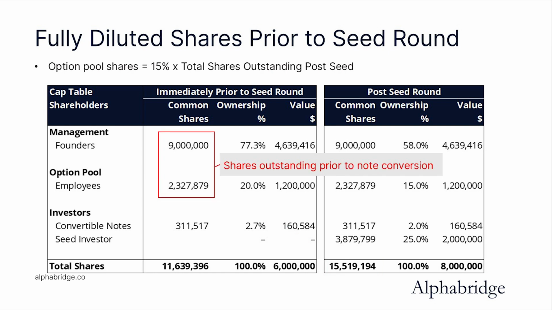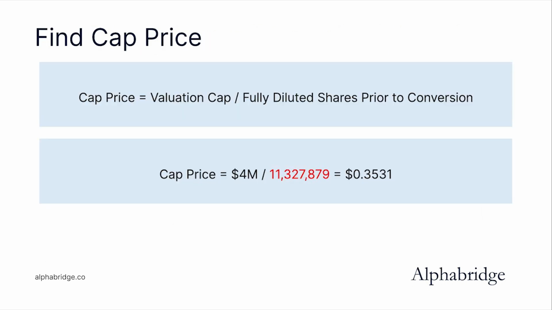In this case, the total shares outstanding prior to the note conversion will be made up of 9 million founder shares and 2.3 million employee shares, or 11.3 million in total. We can now divide the $4 million valuation cap by the 11.3 million shares outstanding to get 35 cents as the cap price.